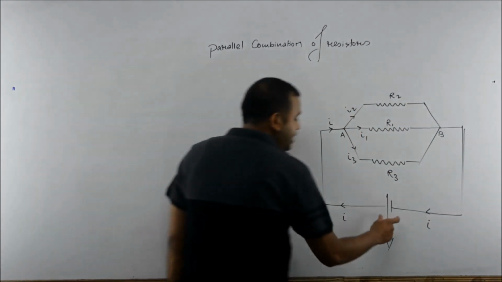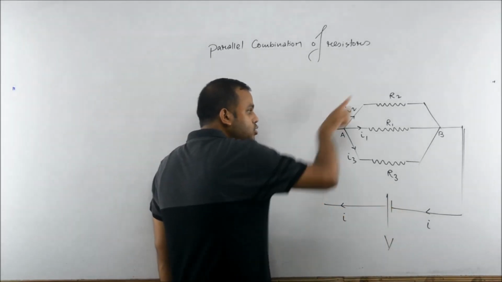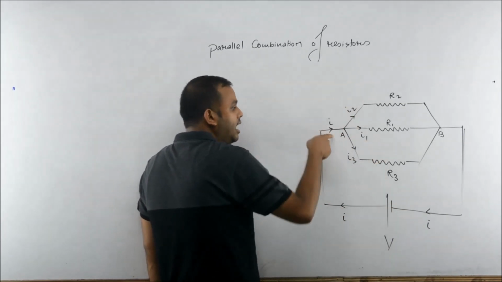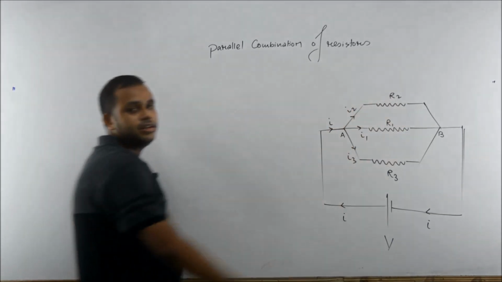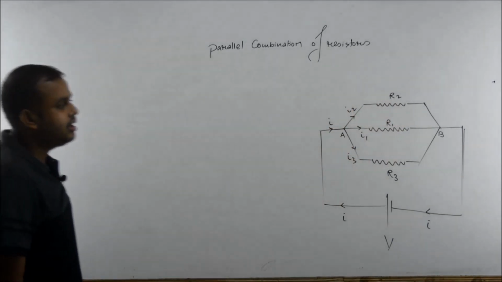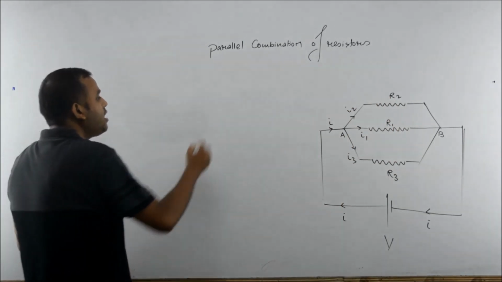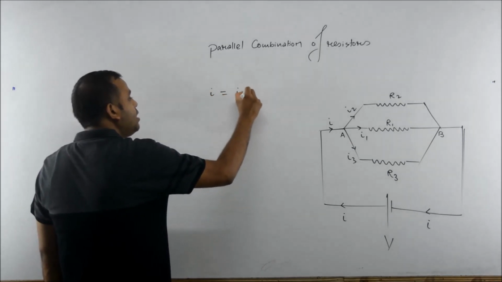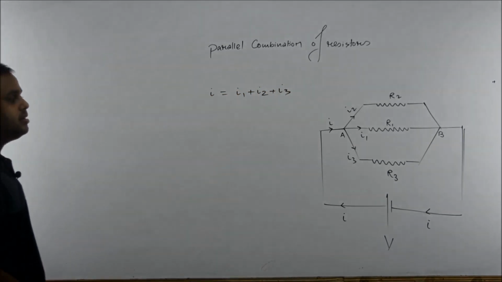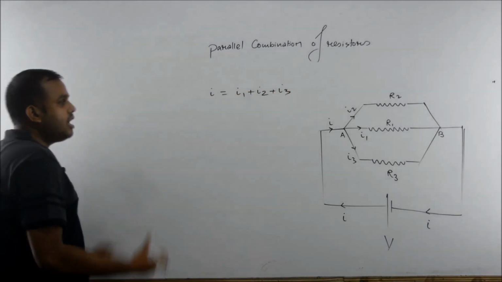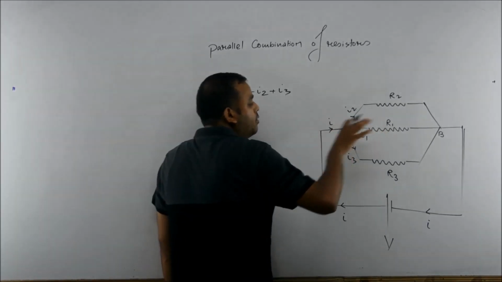So from the battery the current I is coming out, and because of three different paths, I has got divided into I1, I2 and I3. Clear? So if we apply the logic, clearly you can see that I is equal to I1 plus I2 plus I3, because I is the total current which got divided into I1, I2 and I3.